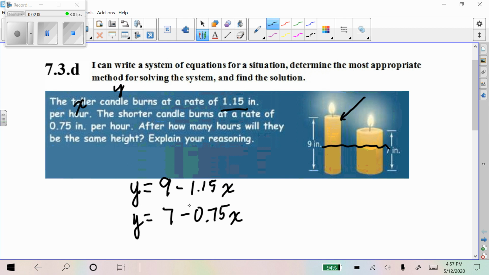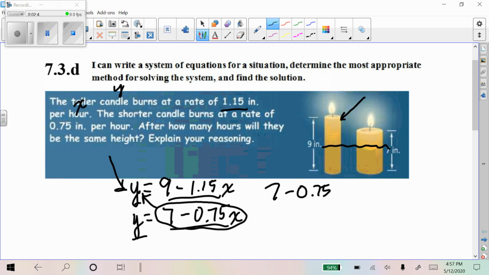Now, since both of these equations are written in terms of y, I think the best way to solve this is just to put those into your graphing calculator and figure out where they cross. That would be the quickest way. The other way you can do it is we can use substitution. Since y has this value and y has this value, I'll just put this number, the 7 minus 0.75, where this y is, and that gives me this equation. Like I said, there'd be nothing wrong with putting these into your calculator and just finding where they cross.